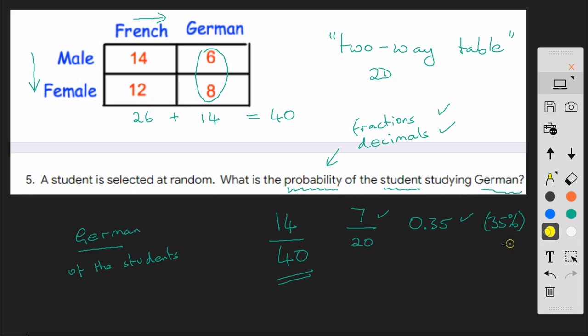And if you want to go and practice some more probability questions from two-way tables, then the nugget to go to on Century is 46.05.